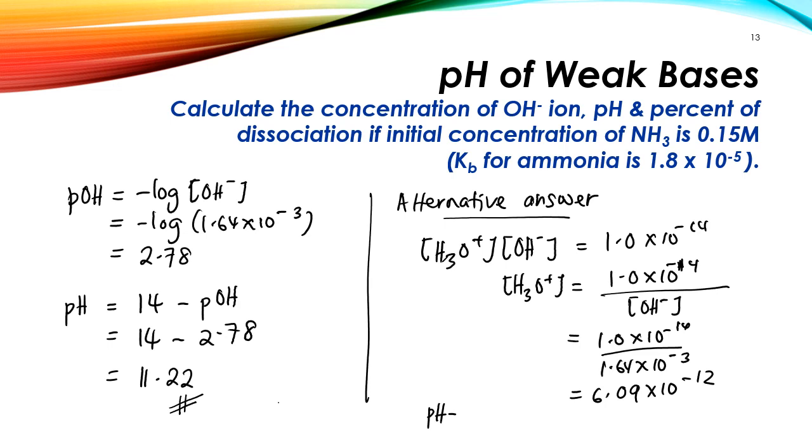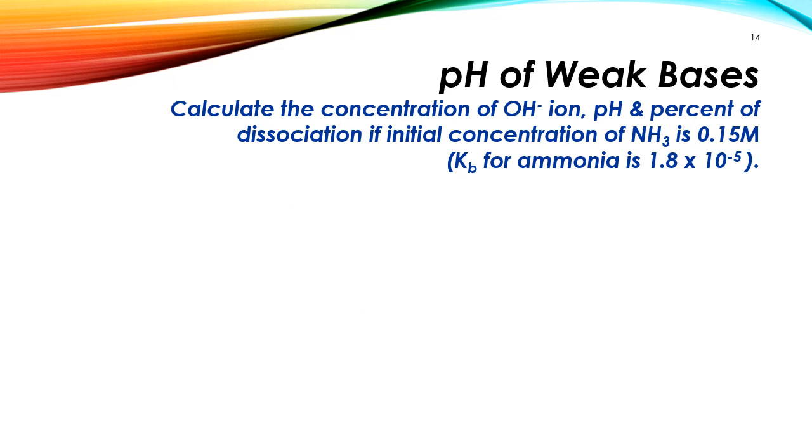So pH is equal to negative log of 6.09 exponent negative 12, that is equal to 11.22. So we have two methods to determine the pH. Now we can determine the percentage of dissociation of ammonia.